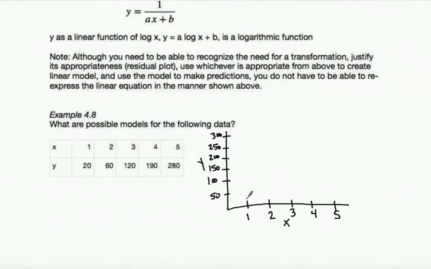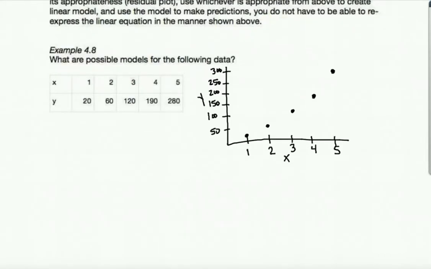Okay, so 1 was at 20, so kind of low. 2 is at 60. 3 is at 120. 4 is at 190. And 5 is at 280. So when we look at this, we can tell we've got a little bit of a curve, which tells us that a linear model is maybe not our best approach at finding a line of best fit. So we're probably going to need to transform.